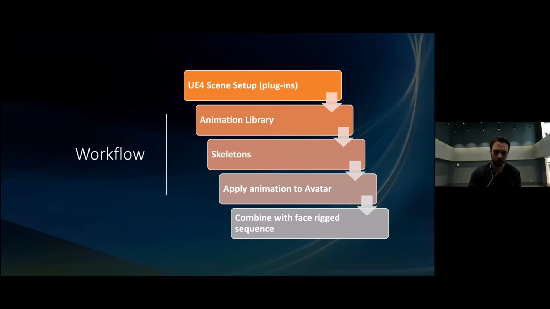So this is the workflow. We'll talk about the Unreal Engine 4 scene setup. The plugin will trickle into the animation library. We will then talk a little bit about the skeletons. So you saw what a skeleton is, but how do we then match our MetaHuman skeleton to the animation that we downloaded from the marketplace? And then we'll apply that animation to the avatar.